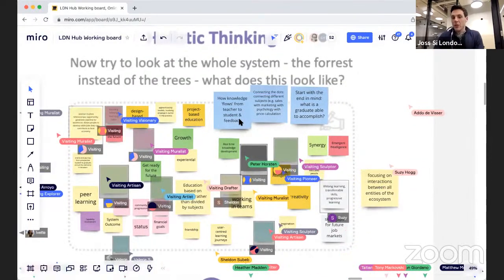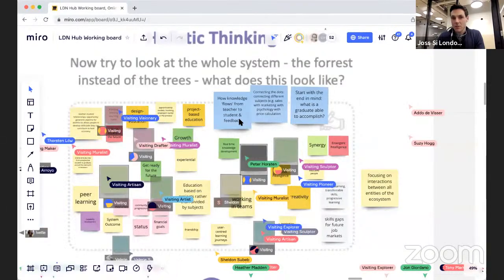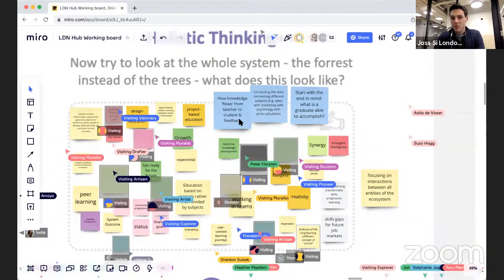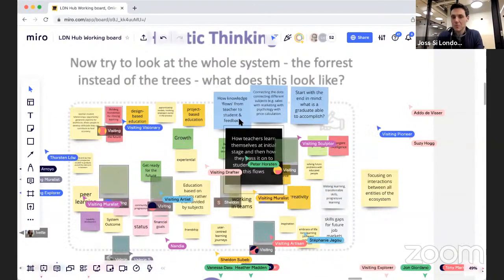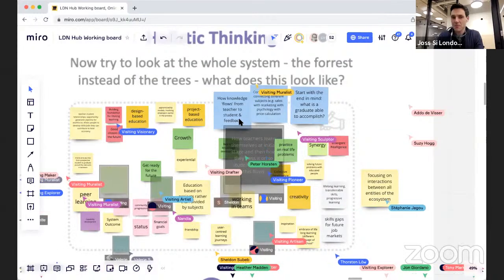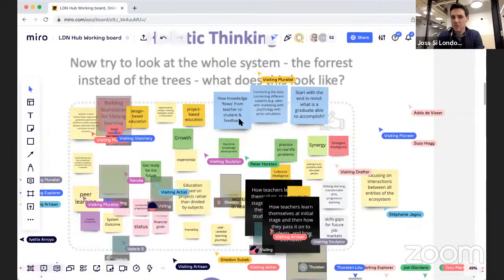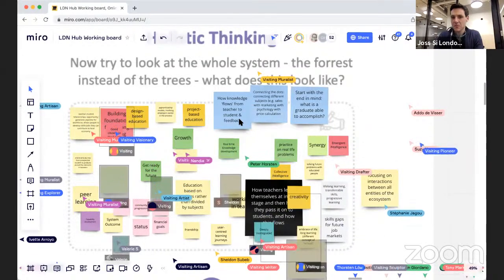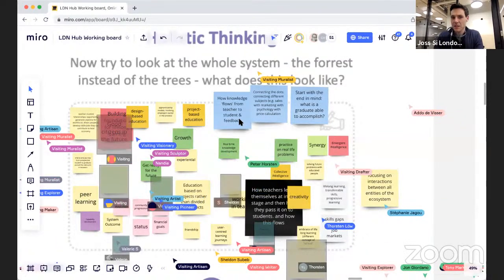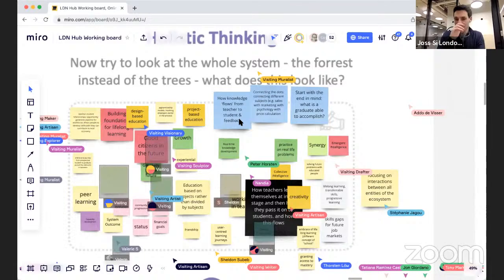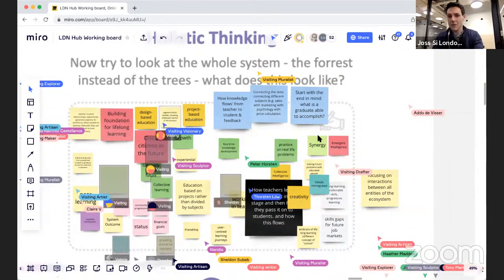Does anyone have any comments about this exercise here? This trying to look at the whole system, the forest instead of the trees, what this education system might look like? Is this difficult? I think this switching between paradigms is quite difficult. Indeed, let's take a little look at some of the stuff we have here.